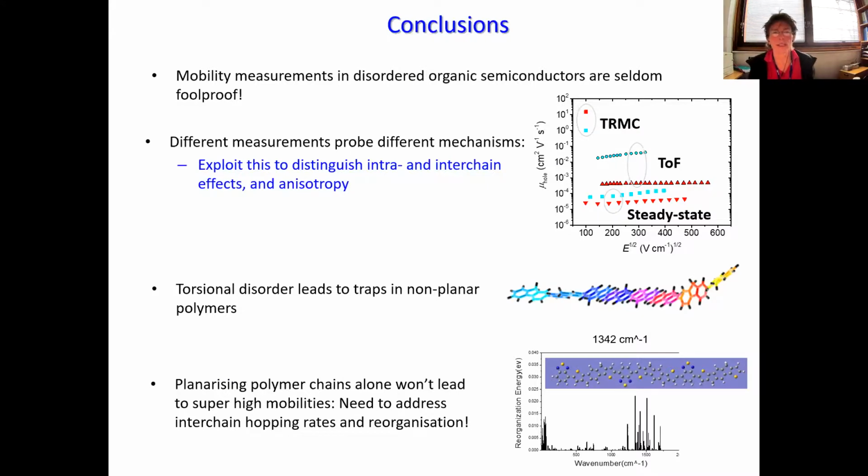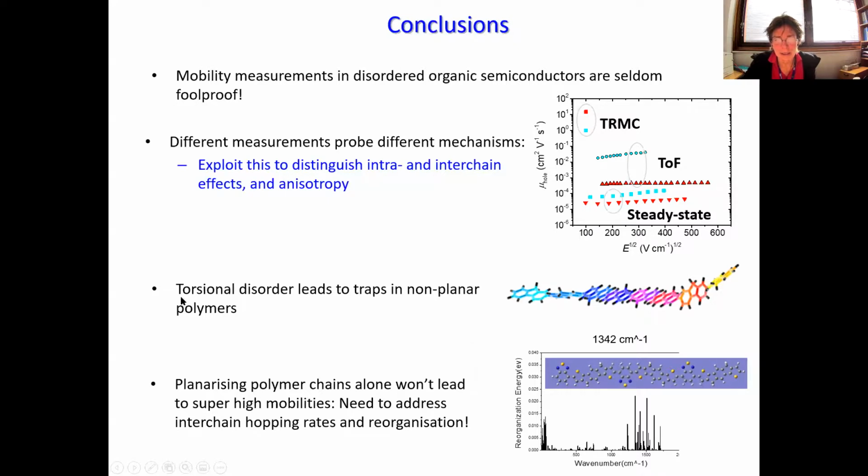So to conclude, my points would really be that, first of all, in terms of measuring mobility, particularly in conjugated polymers, any single measurement is seldom foolproof. We typically need to combine different measurements together in order to pull out different mechanisms, and that can be quite useful for trying to distinguish the intra and interchain effects as well as anisotropy.